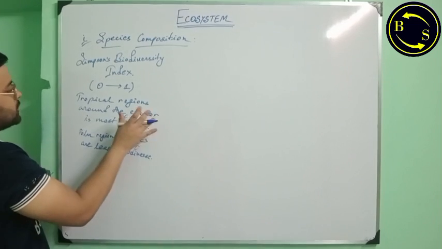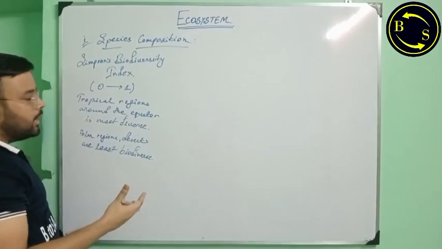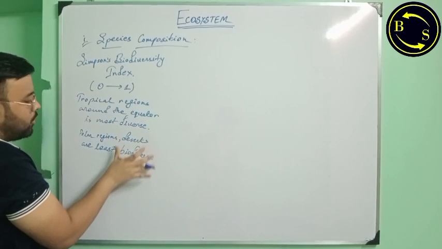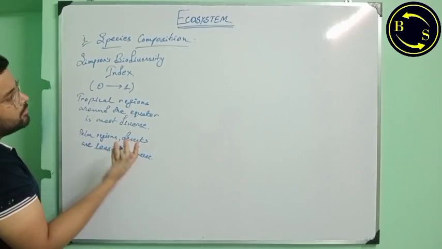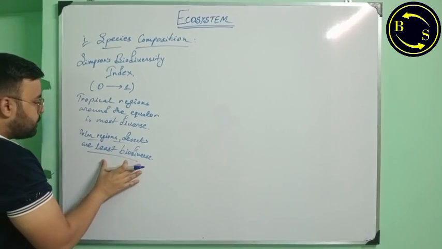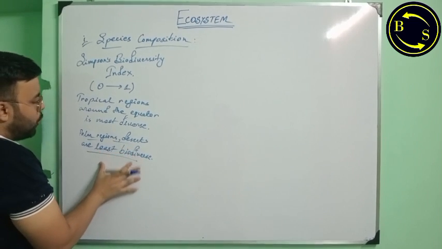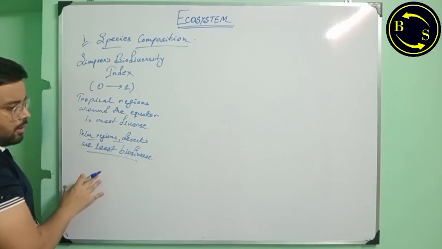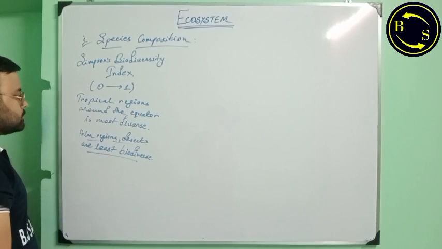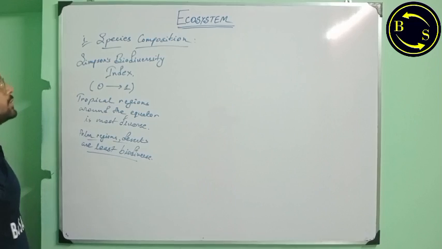So, species composition is more stratified, is more vivid, is more diverse in the tropical region, and in the polar regions the species composition is not very much stratified. Now we have encountered a new term, stratification. What is stratification?